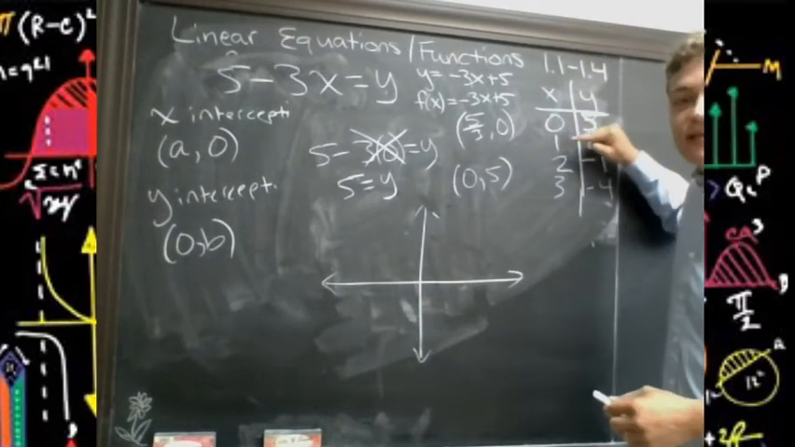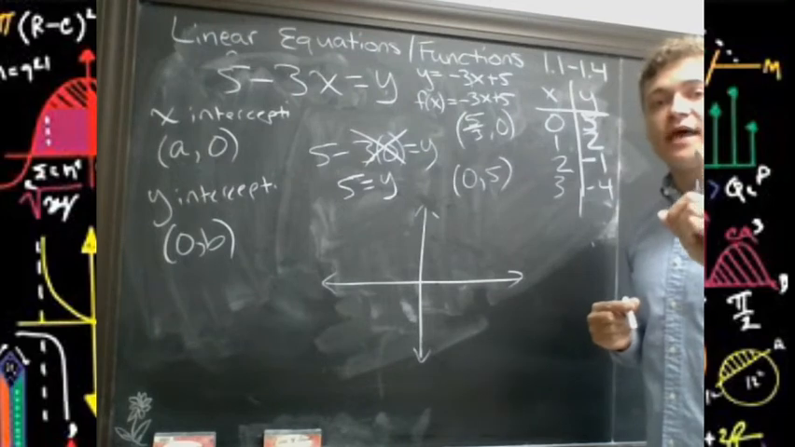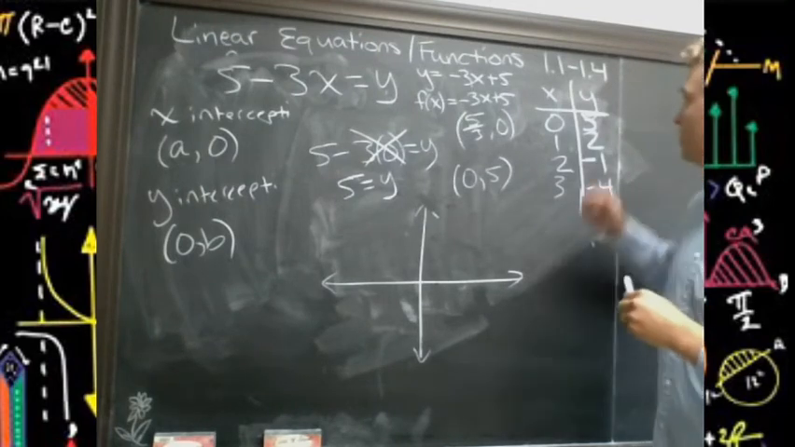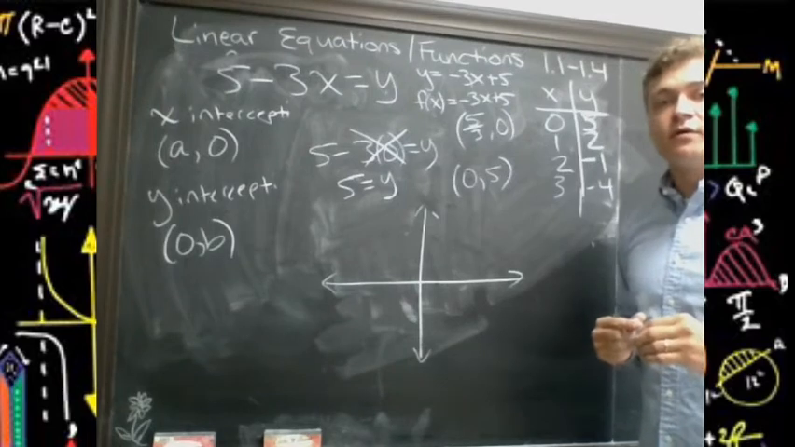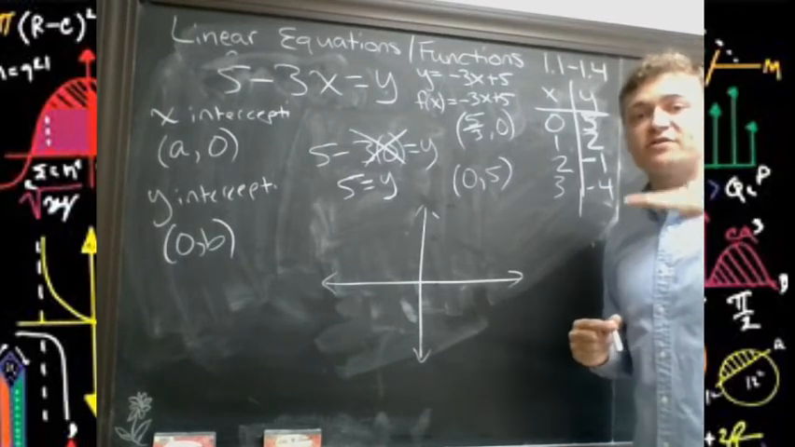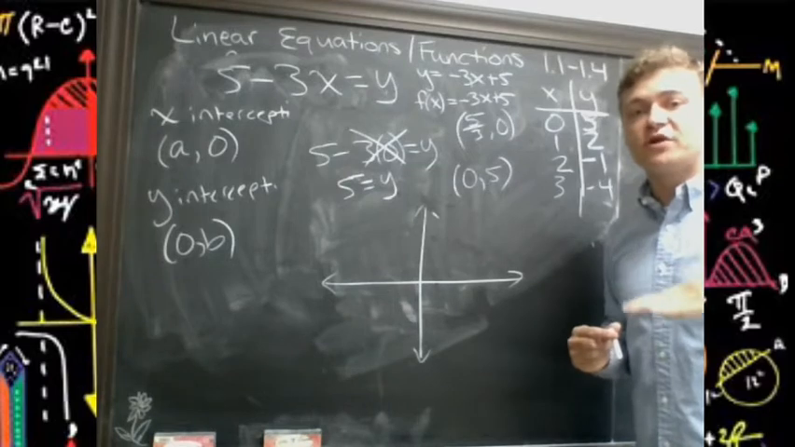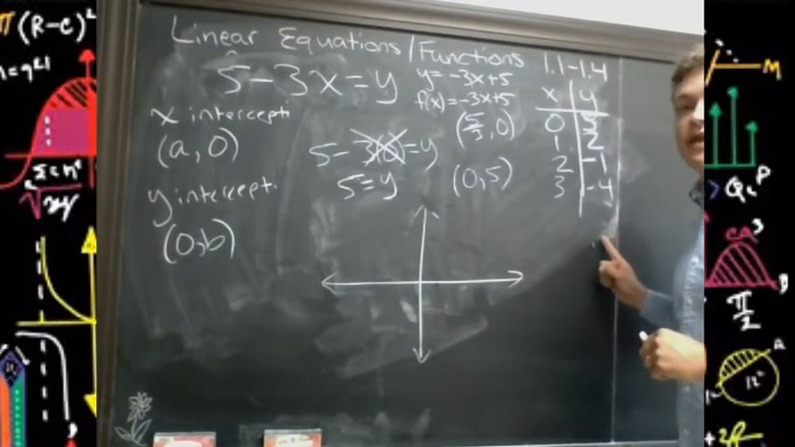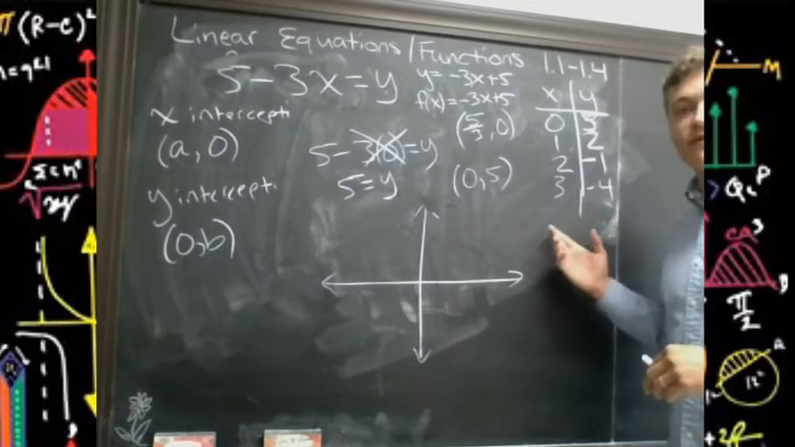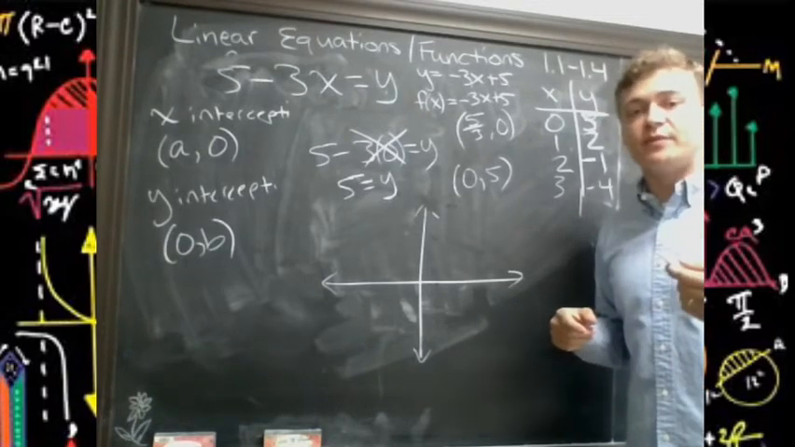Notice that as x changes 1 unit, y is changing by negative 3. Right? It's going down 3. 5 goes to 2, which goes to negative 1, which goes to negative 4. I can guarantee you this next number here would be negative 7, then negative 10. Just plug in 4, 5, etc. You will see that pattern start to be created.